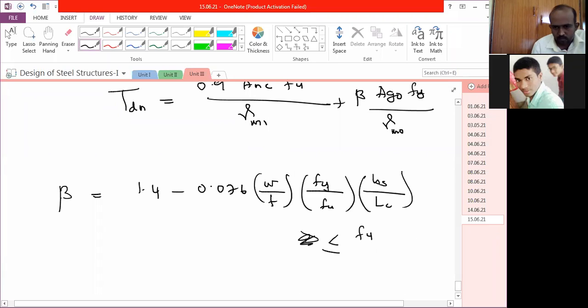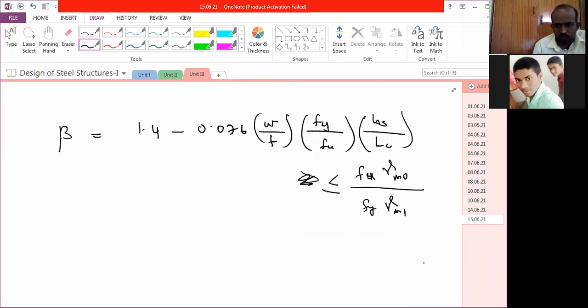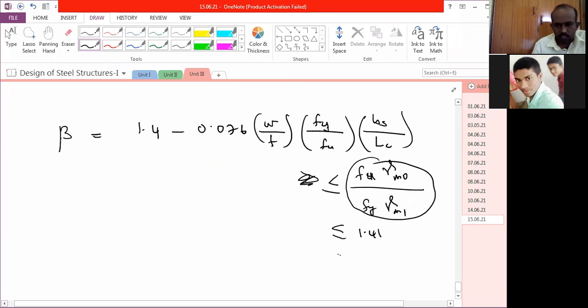FU gamma M naught divided by, this is FU, right? And FY gamma M1. So this value already we know, that is less than or equal to 1.44. This value already we know, right? So that is greater than or equal to 0.7.